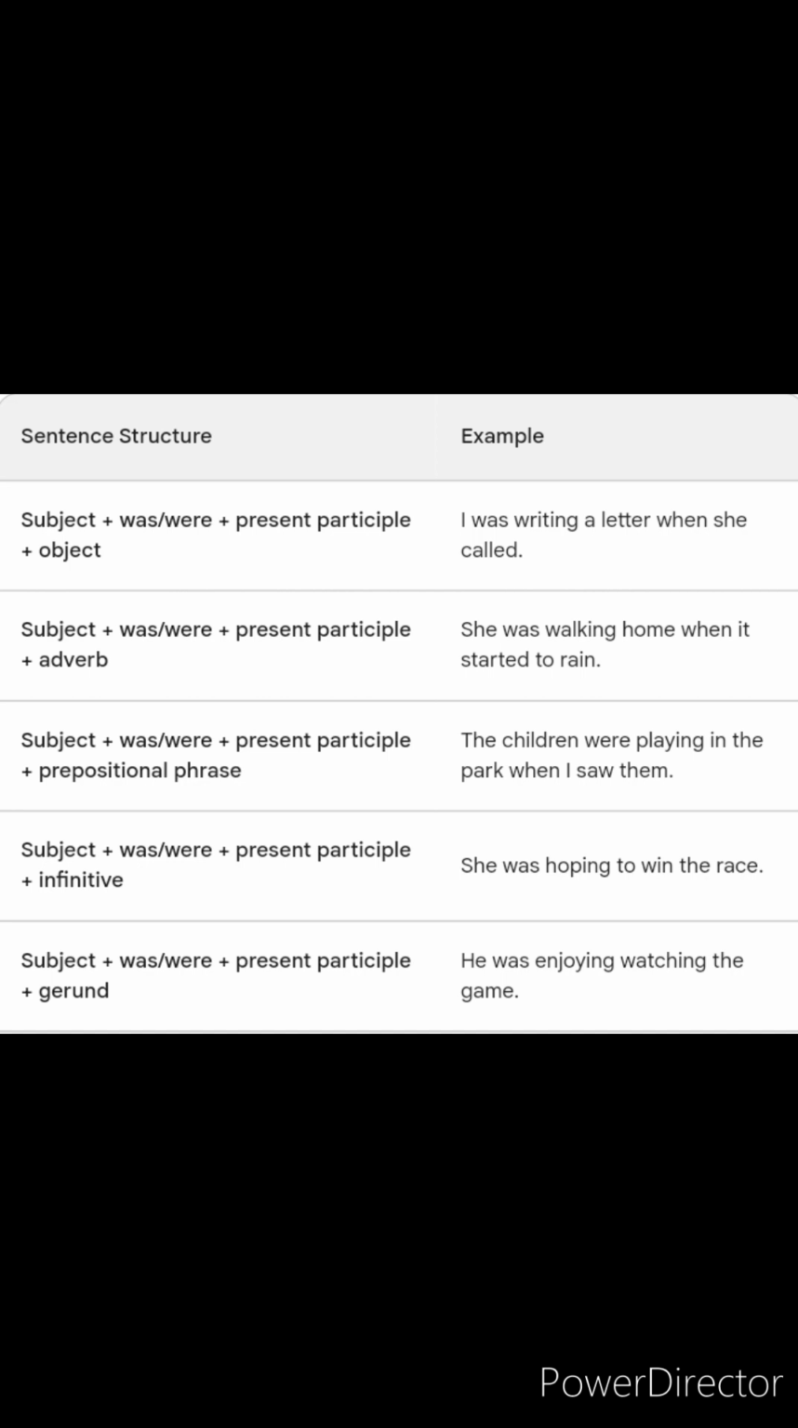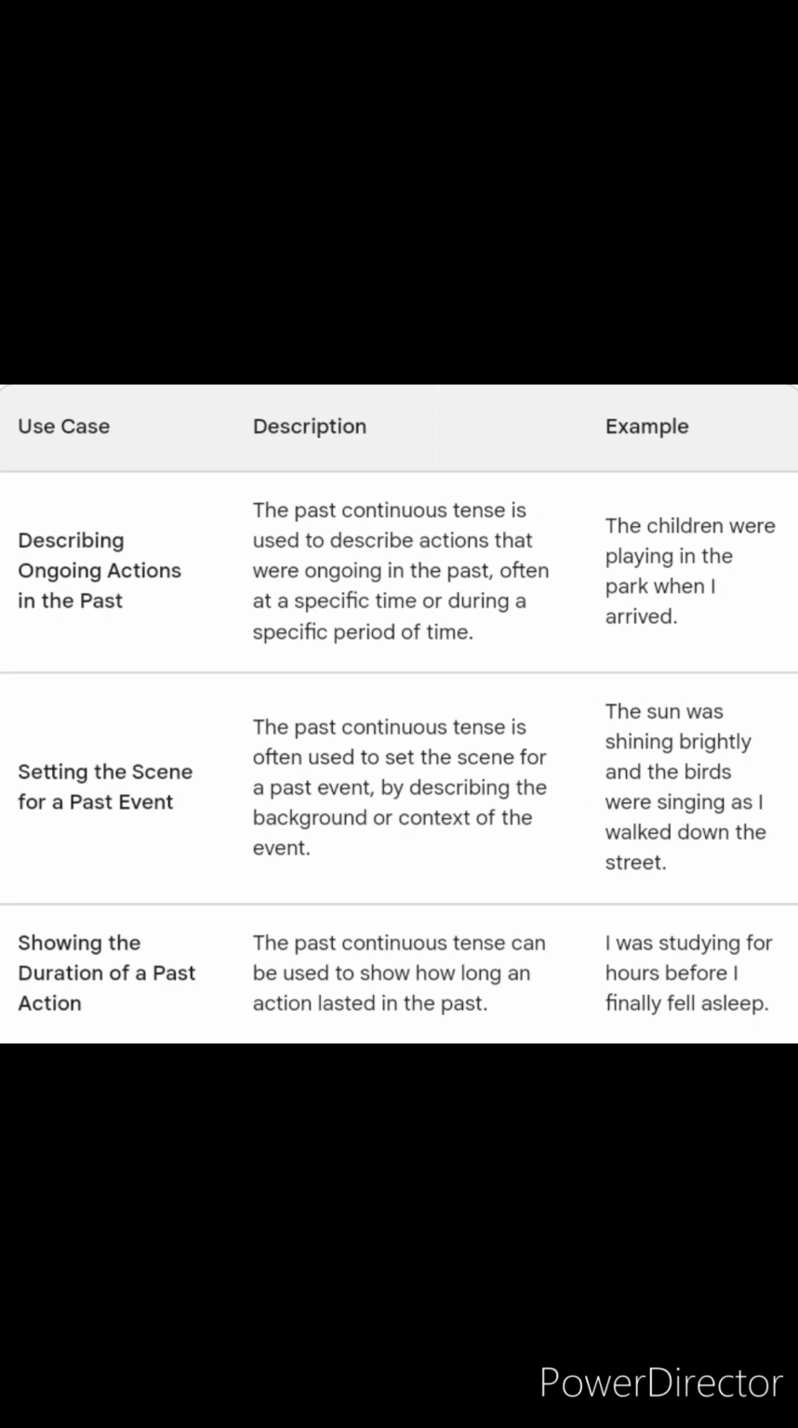Subject plus was or were plus present participle plus gerund. He was enjoying watching the game. Watching is the gerund here. Now let us see the uses and their descriptions with examples.